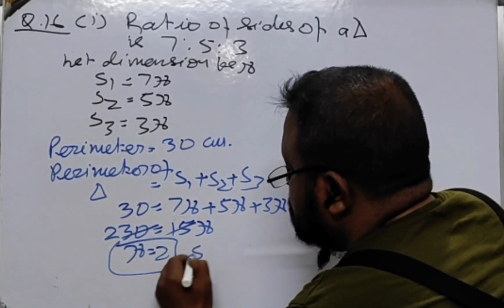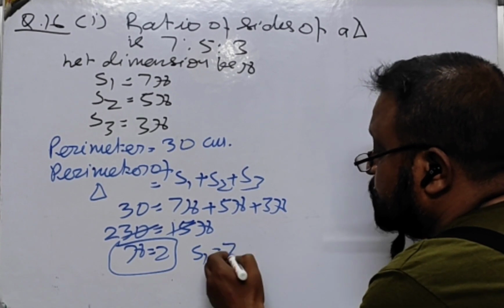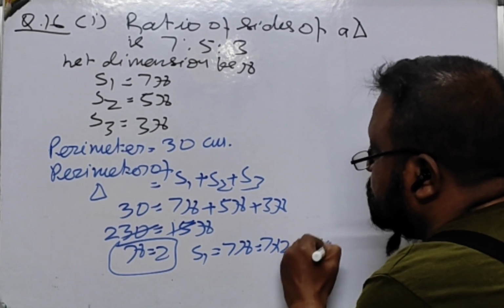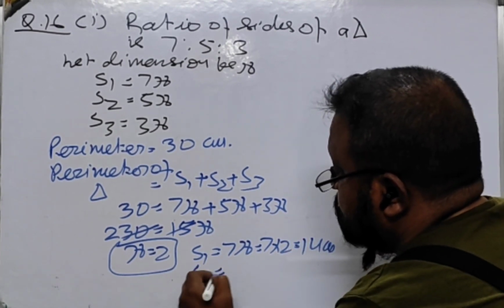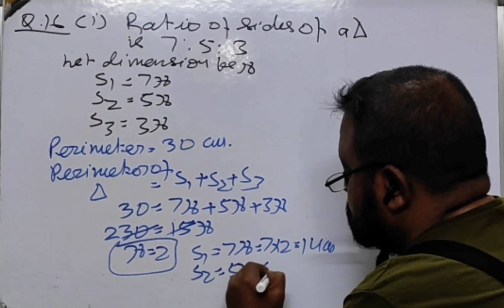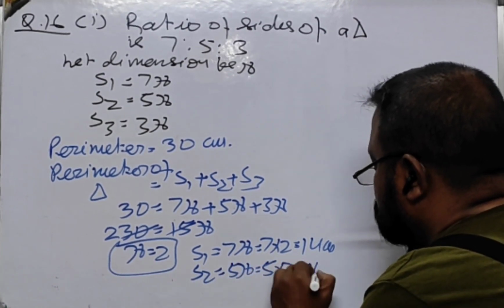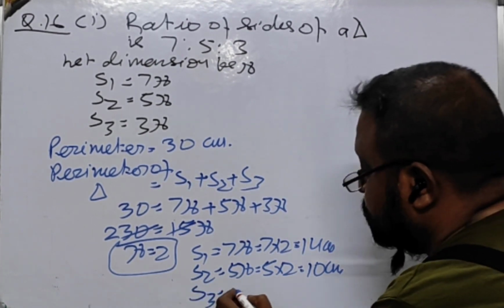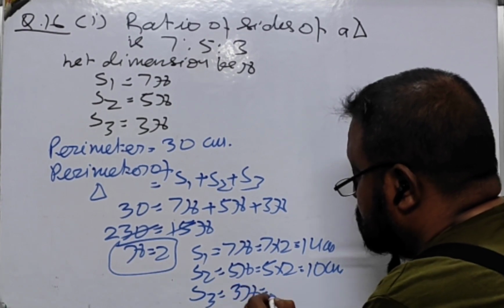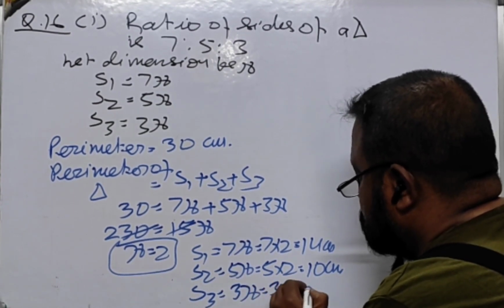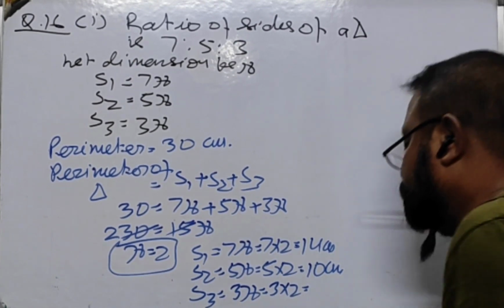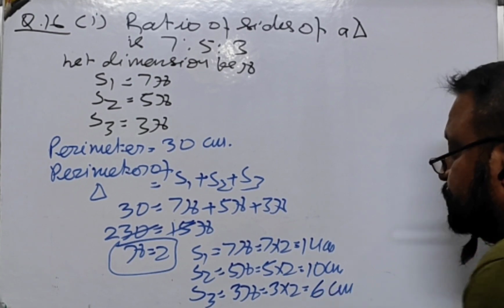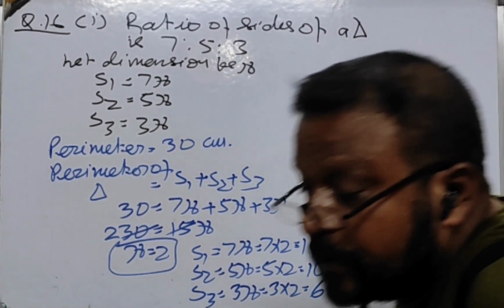So side 1 is equal to 7x, which is 7 into 2 becomes 14 centimeter. Side 2 is equal to 5x, so 5 into 2 is equal to 10 centimeter. And side 3 is equal to 3x, so it is 3 into 2 is equal to how much? 6 centimeter.